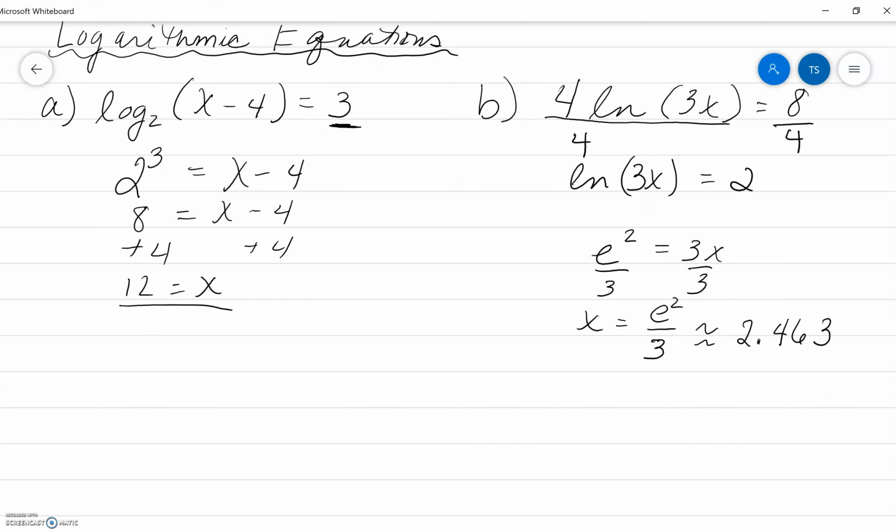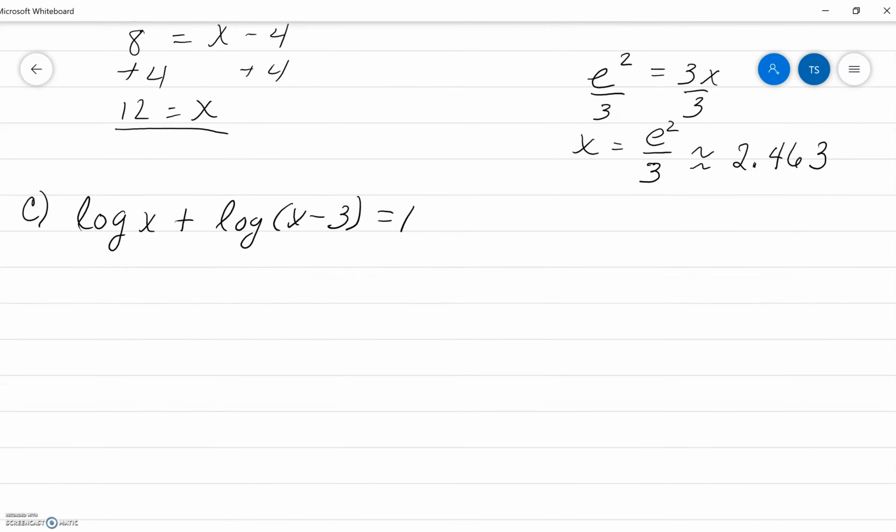Next example, we've got the log of x plus the log of x minus 3 equals 1. Okay, so for this problem, I see log more than once, so I need to write it as a single log. So all that time you spent expanding and condensing, this is where that comes in. This is an addition. Since this is addition, that means you're going to multiply the arguments of the log. So it's going to be the log of x times x minus 3 equals 1.